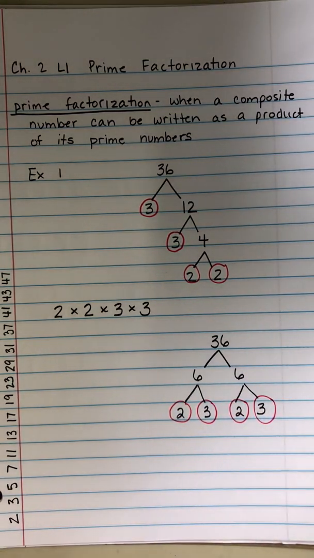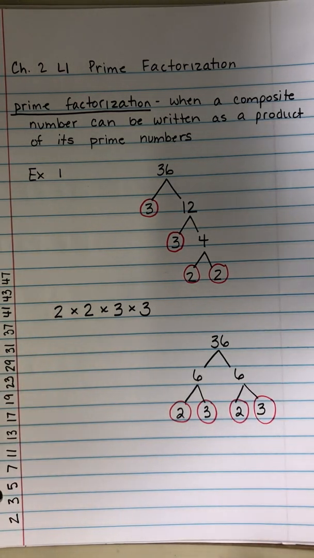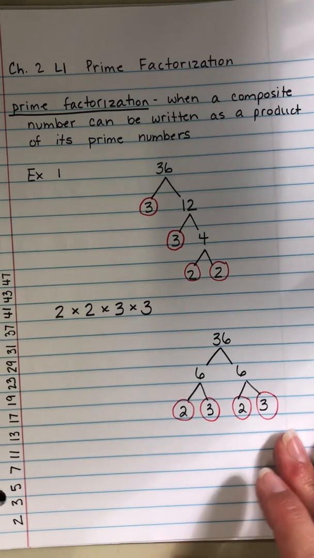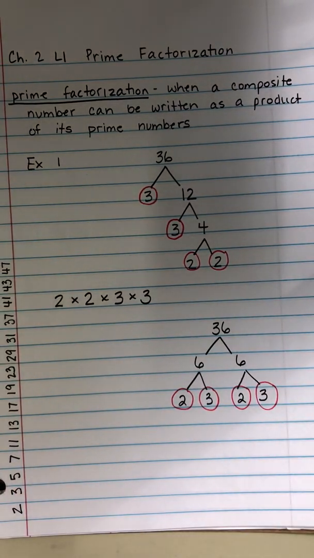And if I list them out, look, I have the same. I have two 2s and I have two 3s. So it doesn't matter which set of factors I start with, I'm going to end up with the same answer. The most important thing to remember is to write the list in order from least to greatest. So I think I'm actually going to write that down.